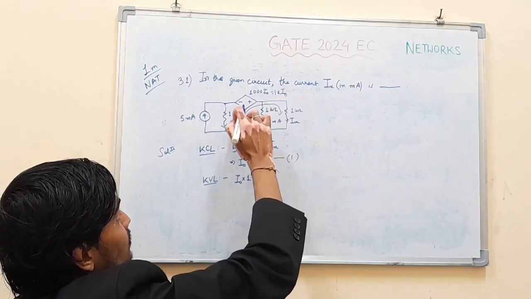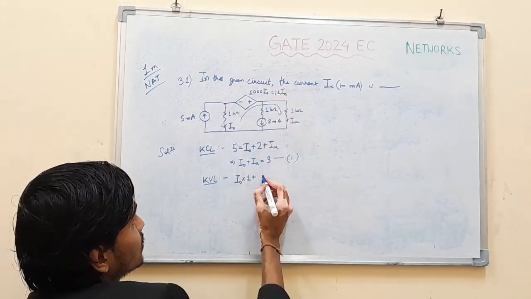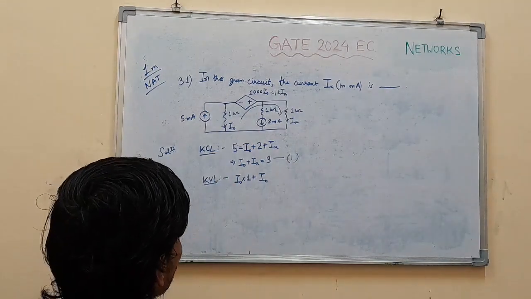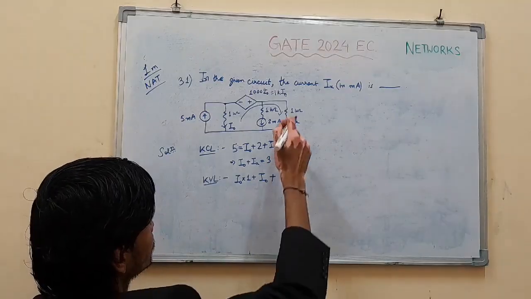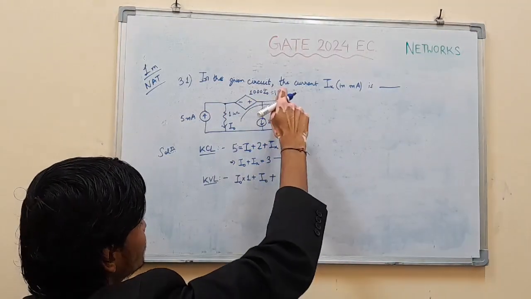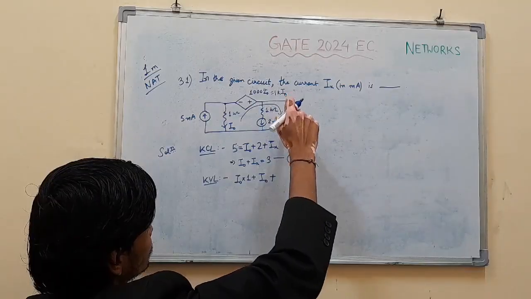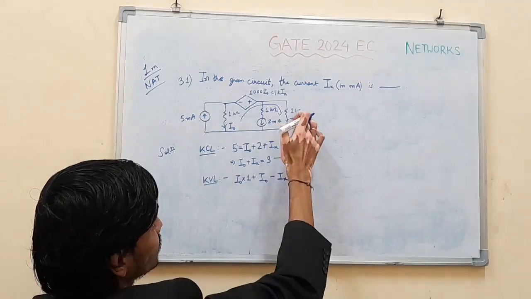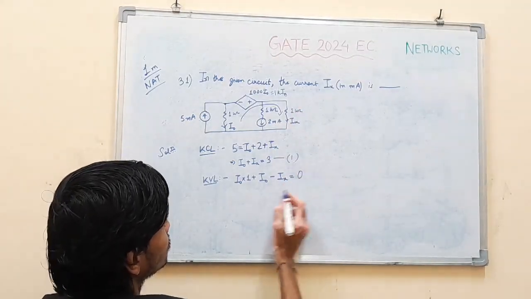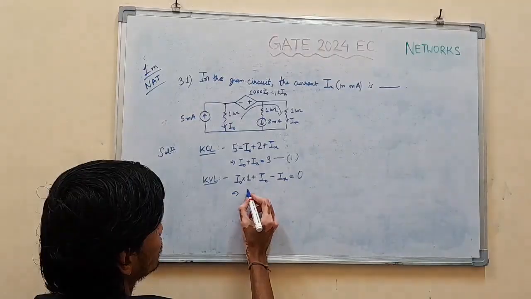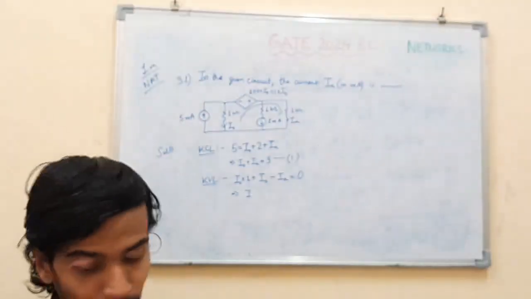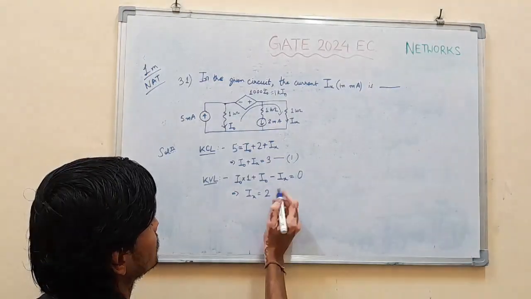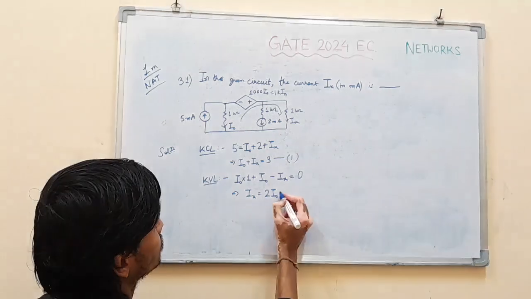As we are not writing K because I0 is in milliampere, we will write 1 here. So this will be I0. And here this is not a rise, this is a drop. So it will be minus Ix into 1K, again we are not writing K here, equal to 0. So from here what do we get? Ix equal to 2I0. This is equation 2.